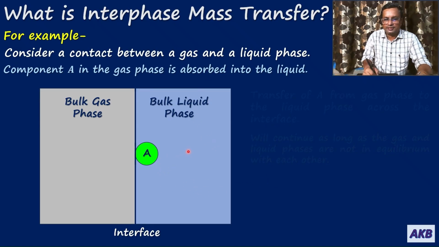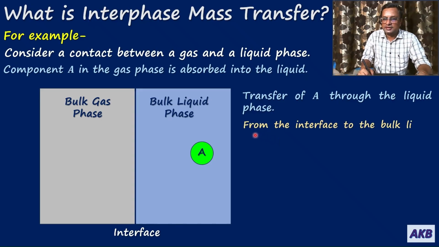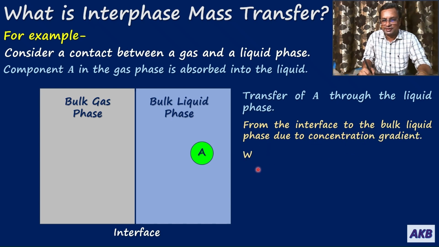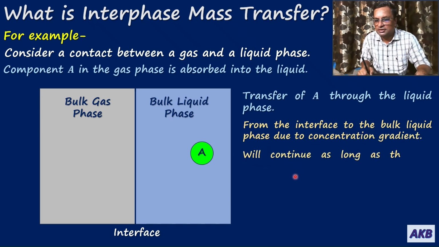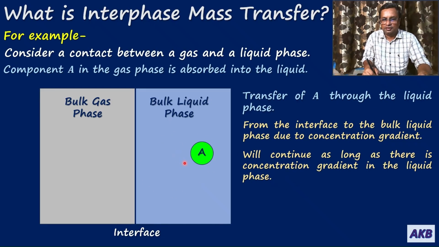So I hope you have understood it. Then within the bulk liquid phase, what will happen? It will move from the interface to the bulk liquid phase. So this is transfer of A through the liquid phase. Again, this is due to concentration gradient. This transfer will take place from the interface to the bulk liquid due to concentration gradient, and it will continue as long as there is concentration gradient within the bulk liquid phase.